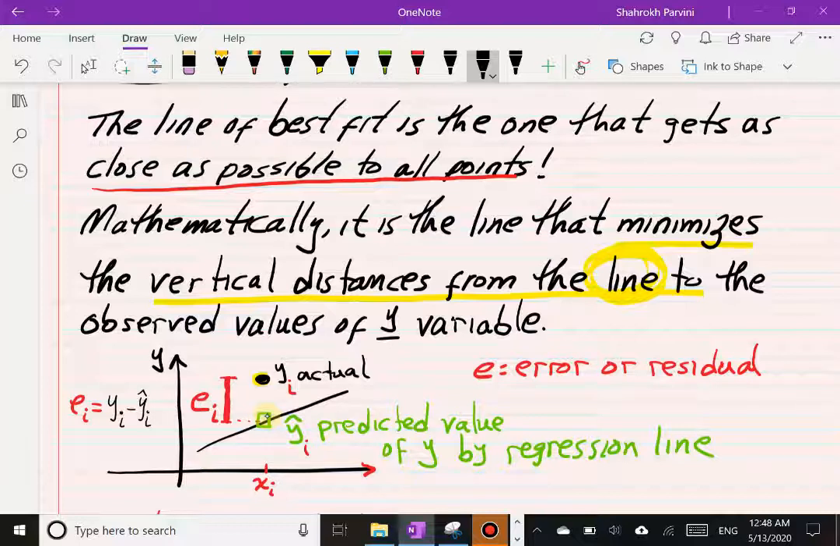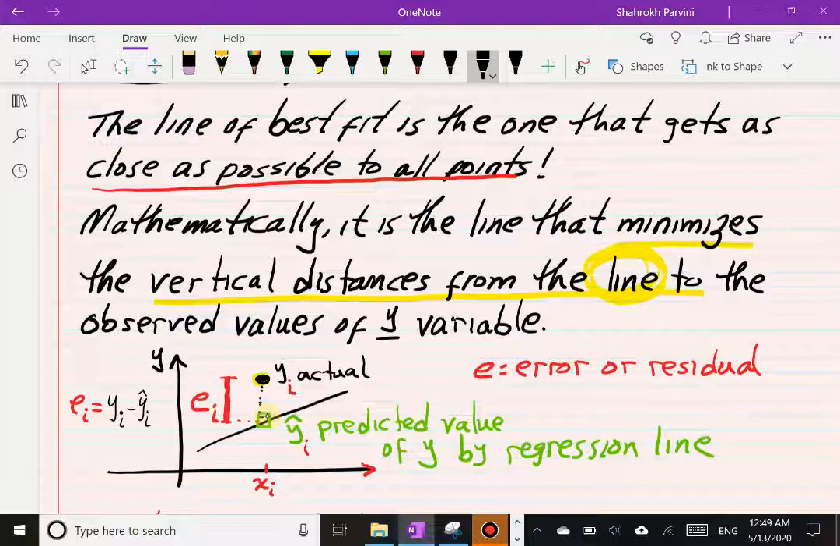Now, the difference between the actual and predicted value is what we call the error or the residual. Clearly, the actual value is higher than where the predicted value is. So there is a discrepancy between the actual and the predicted value of y given by the regression. That discrepancy, the deviation, is called the residual or the error.